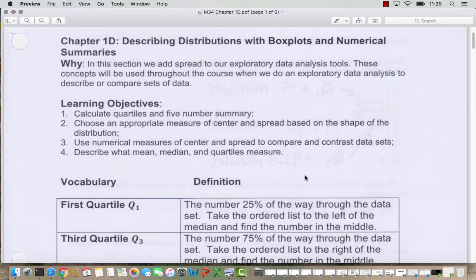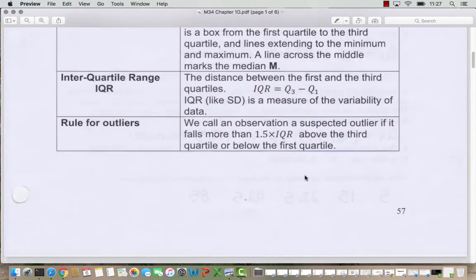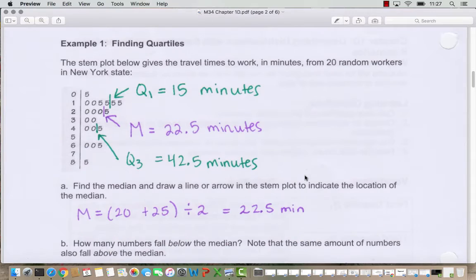The box plots and 5-number summary that we're going to learn about in Chapter 1D are exploratory data analysis tools that let us look at the data set. These are used for quantitative data sets. So example 1, we're going to find quartiles.